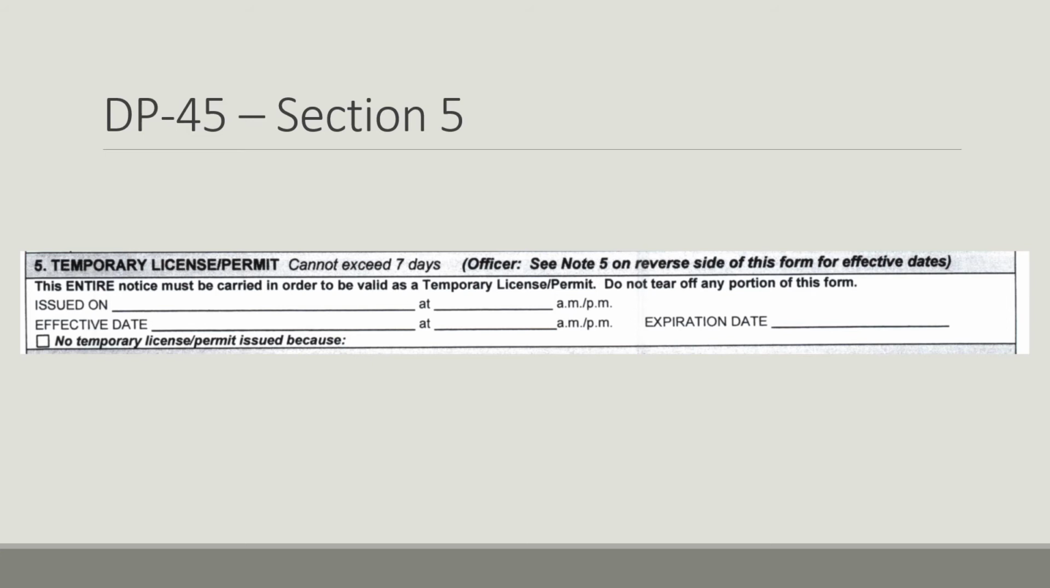The person to whom it is issued must keep a copy of the DP-45 with this portion filled out in his or her possession for it to be valid during that 7-day period. If the officer does not issue the 7-day temporary driver's license, the officer must fill out the reason in the box provided in Section 5. It really is as simple as that.